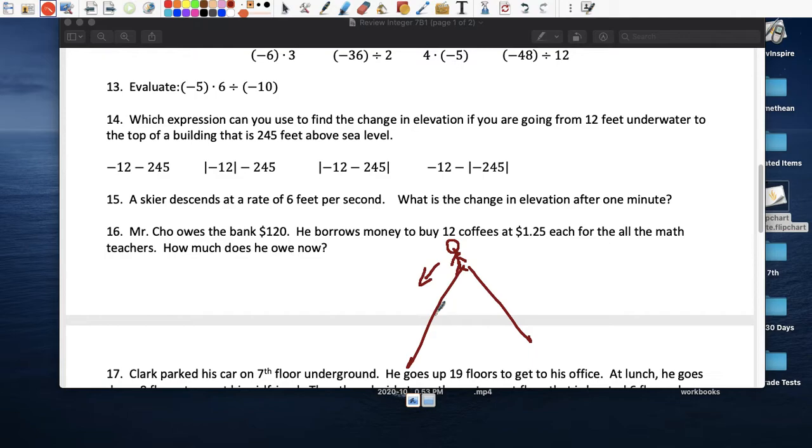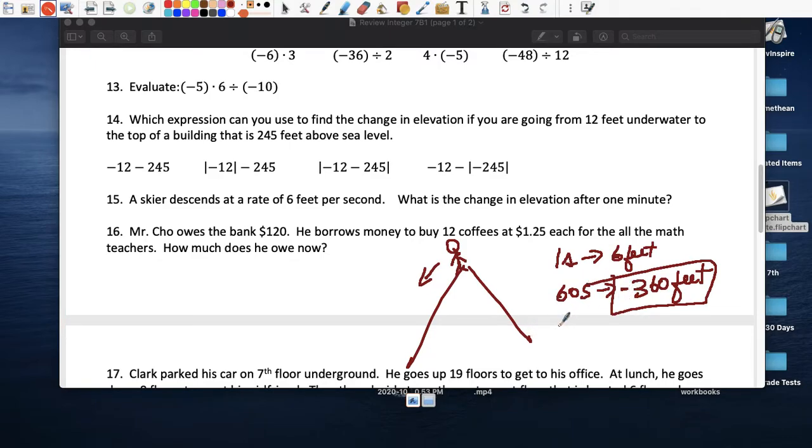So after 1 minute, how much was his change in elevation? Well, first of all, 1 minute is 60 seconds. So 1 second, he travels 6 feet. In 60 seconds, how many feet does he travel? We multiply 6 times 60. He's going to travel 360 feet. And because he's descending, the change in elevation is going to be negative 360 feet.